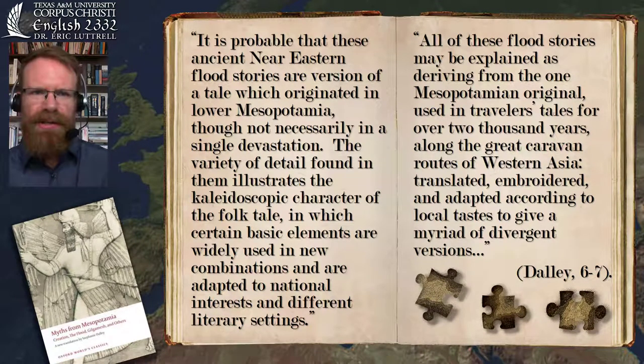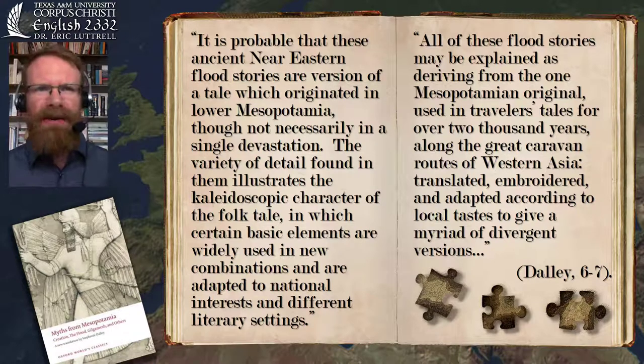And so in the introduction to Atrahasis, Stephanie Dalley says, "It is probable that these ancient Near Eastern flood stories are versions of a tale which originated in Lower Mesopotamia, though not necessarily in a single devastation, not necessarily a single flood. The variety of detail found in them illustrates the kaleidoscopic character of the folktale, in which certain basic elements are widely used in new combinations and are adapted to national interests and different literary settings. All of these flood stories may be explained as deriving from one Mesopotamian original used in travelers' tales for over 2,000 years along the great caravan routes of Western Asia, translated, embroidered, and adapted according to local taste to give a myriad of divergent versions."